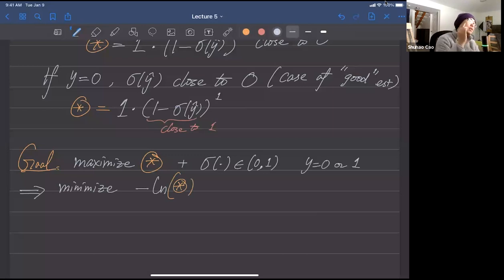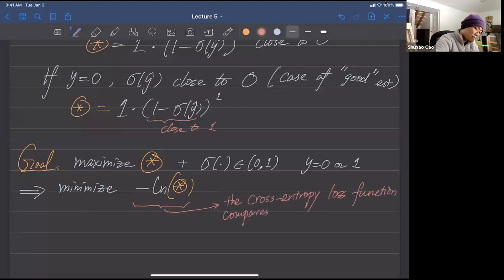The negative log of this function has a name. This negative log of the estimated probability is called the cross entropy loss function. The cross entropy loss function compares the difference of two probability distributions.